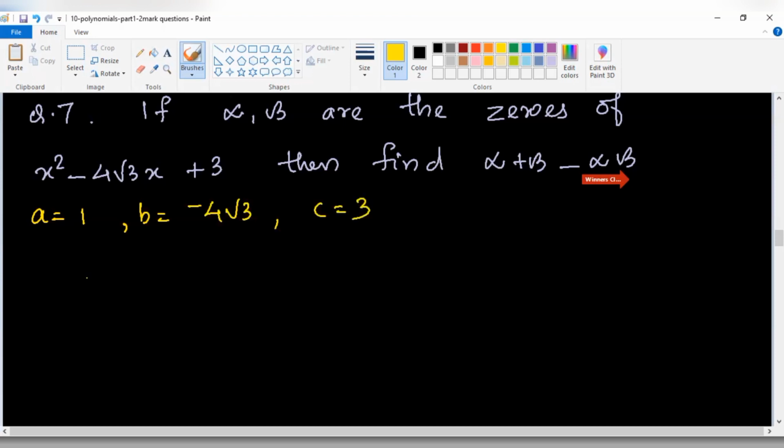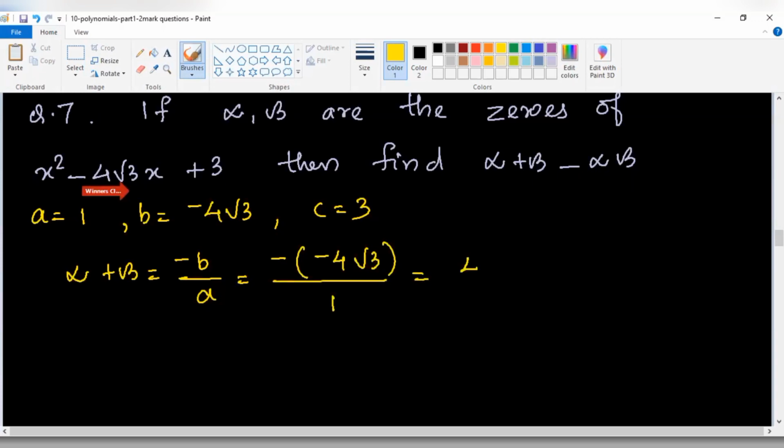So alpha plus beta is minus B by A. So minus of minus 4 root 3. We have to give that negative sign as well. See, B is negative in the given polynomial. So minus of minus 4 root 3 divided by 1, that is positive 4 root 3.